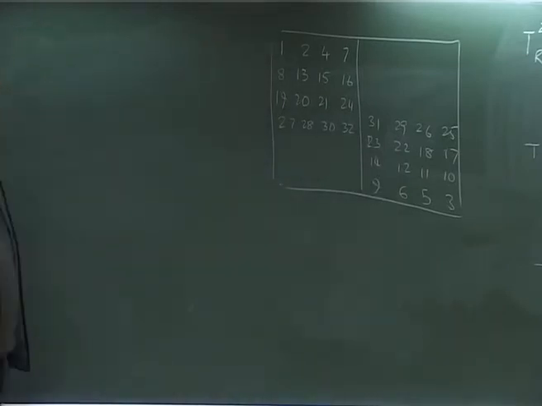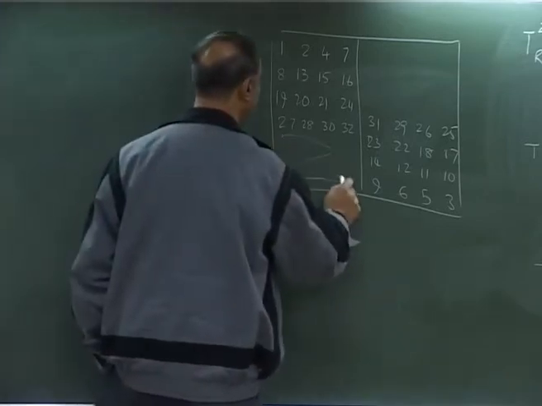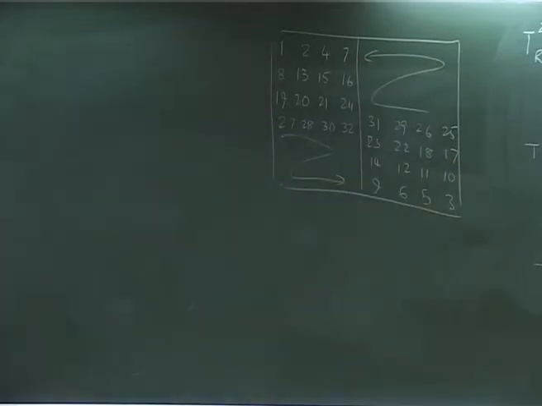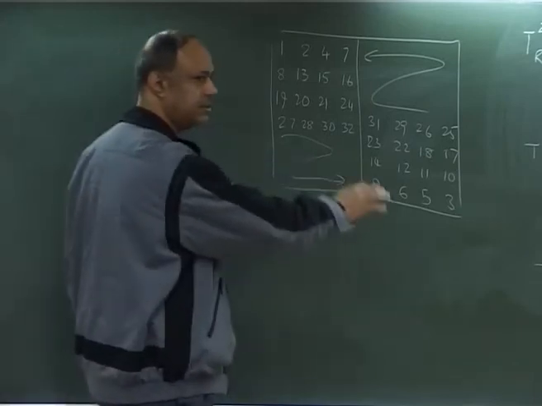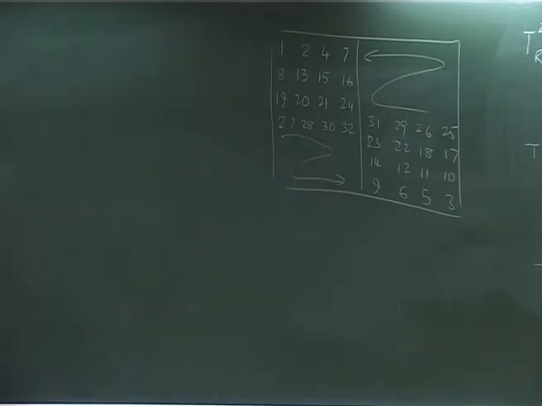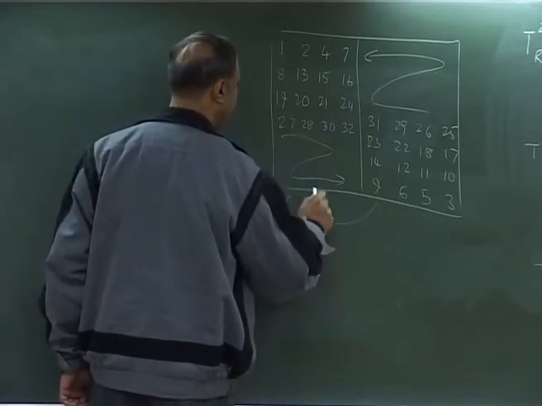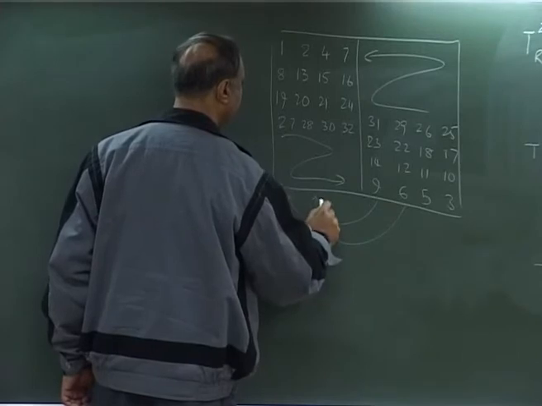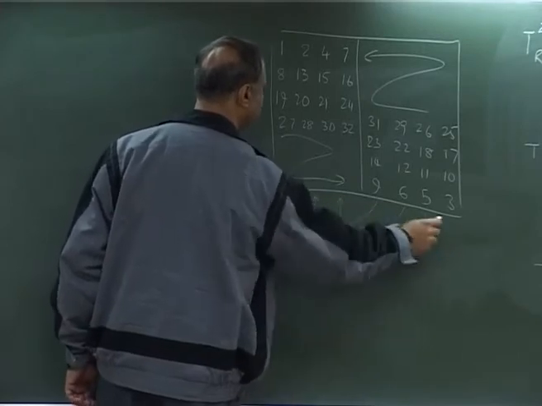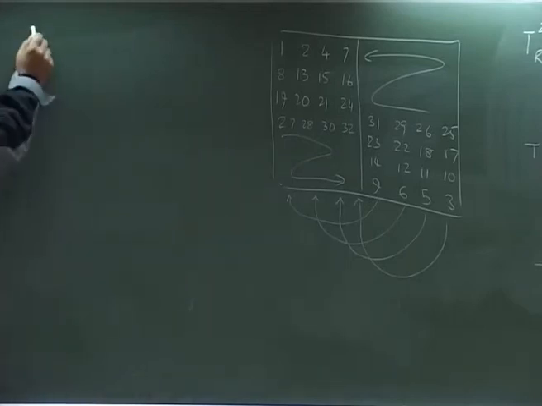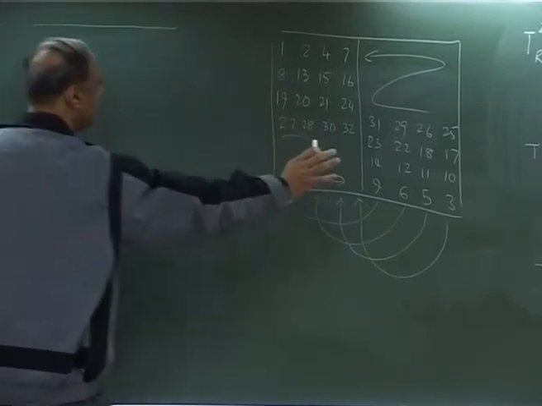So suppose you have these 32 elements, and this part forms increasing order, this part forms decreasing order, right? And you observe that this whole thing is a bitonic sequence. What we are doing is bringing these elements in the first column, these elements in the second column, these elements in the third column, these elements in the fourth column.